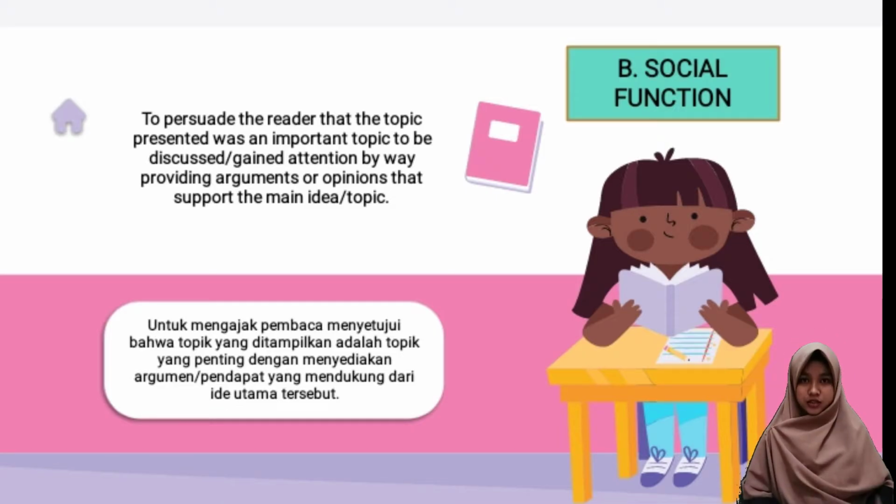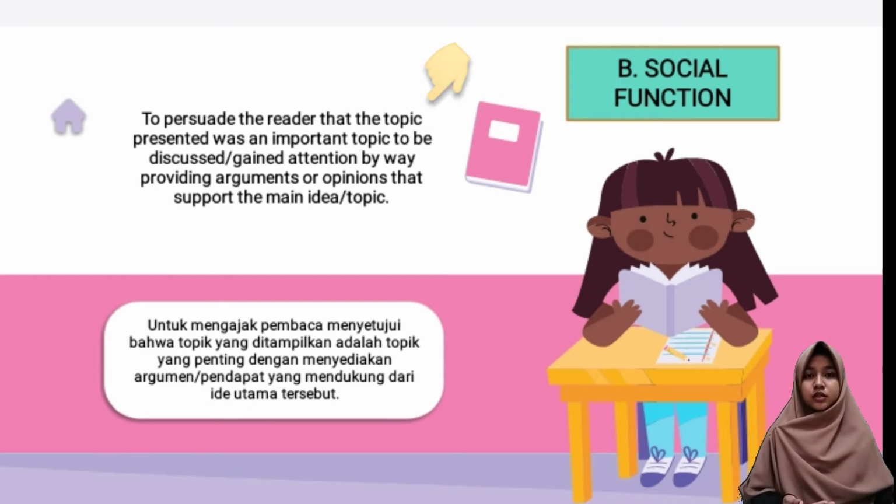The social function is to persuade the reader that the topic presented is an important and interesting topic to be discussed by way of providing arguments or opinions about the phenomenon. It can provoke the readers to argue also on the topic. The text is not to persuade the reader to agree or disagree about a topic, but to create other arguments from the reader after seeing or reading the text.